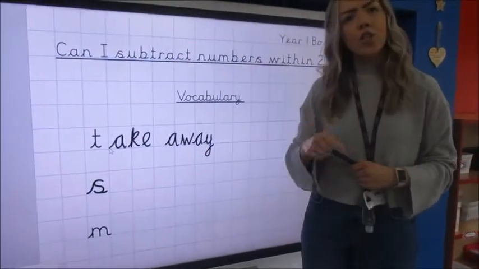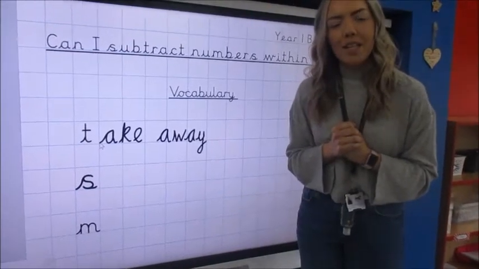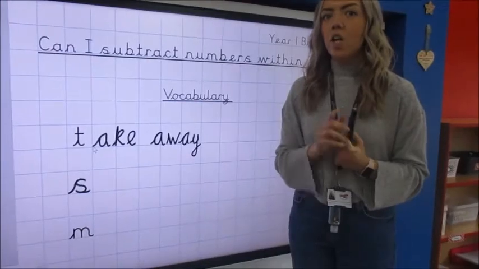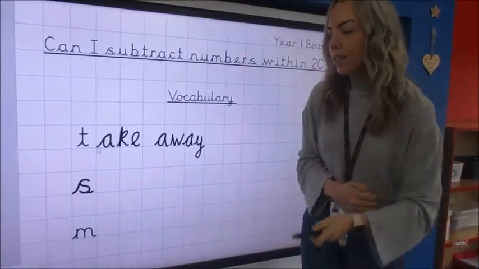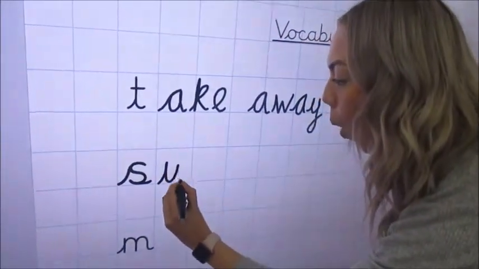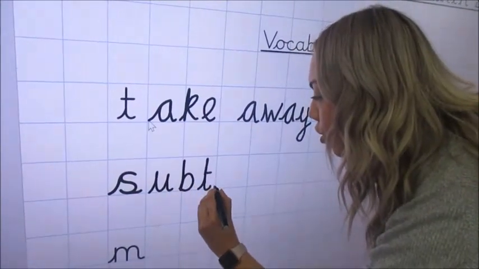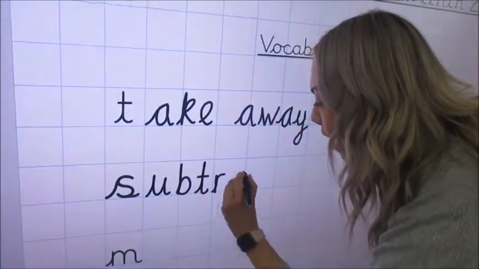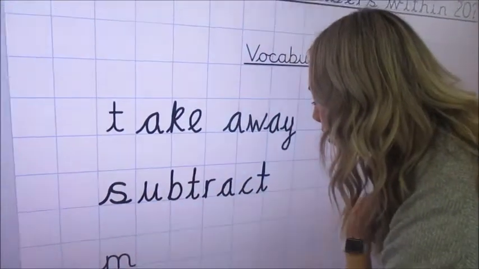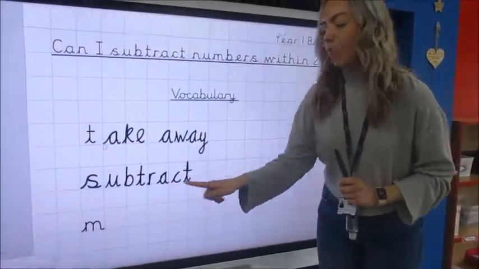Now we've got a S. What do we think that our vocabulary is that begins with a S? I've said it lots already. Subtract. Brilliant. Let's write that down to help us too. S, U, B, T, R, A, C, T. Subtract. Well done. Now there's one more.